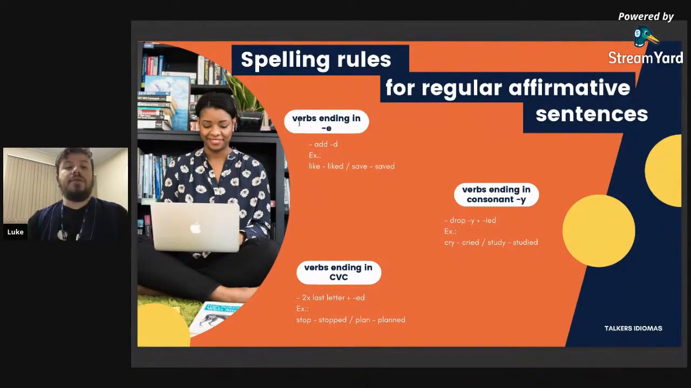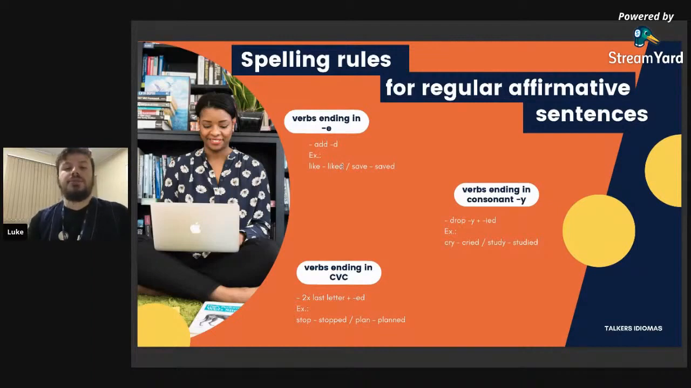Let's see. Verbs ending in E. If your verb ends with the letter E, with the vowel E, you don't need to add another E. You just have to add D. As an example, like becomes liked. Okay, so like, liked. And then you have save, that becomes saved. They finish in E, so we just need to add the letter D.